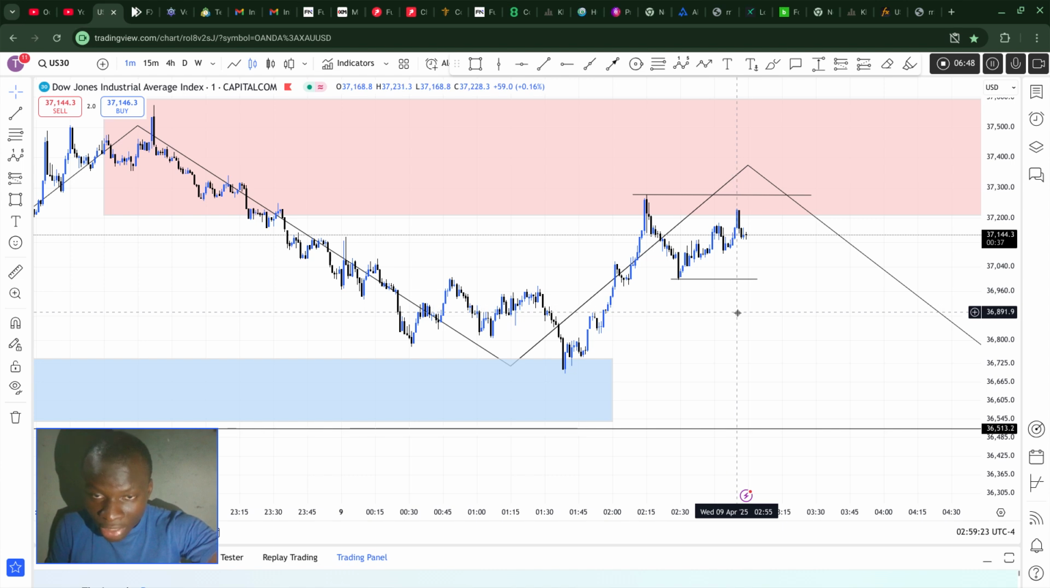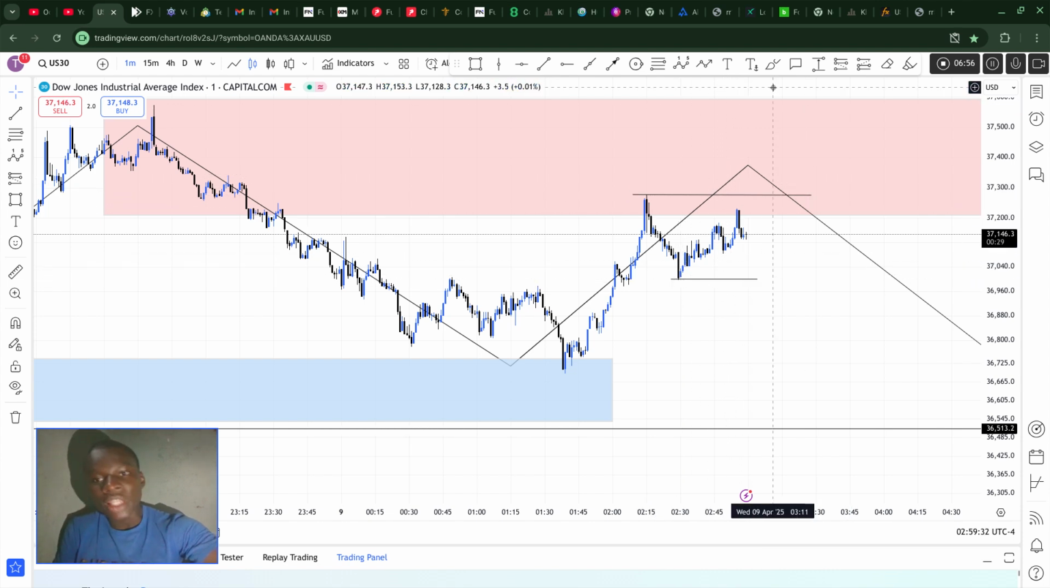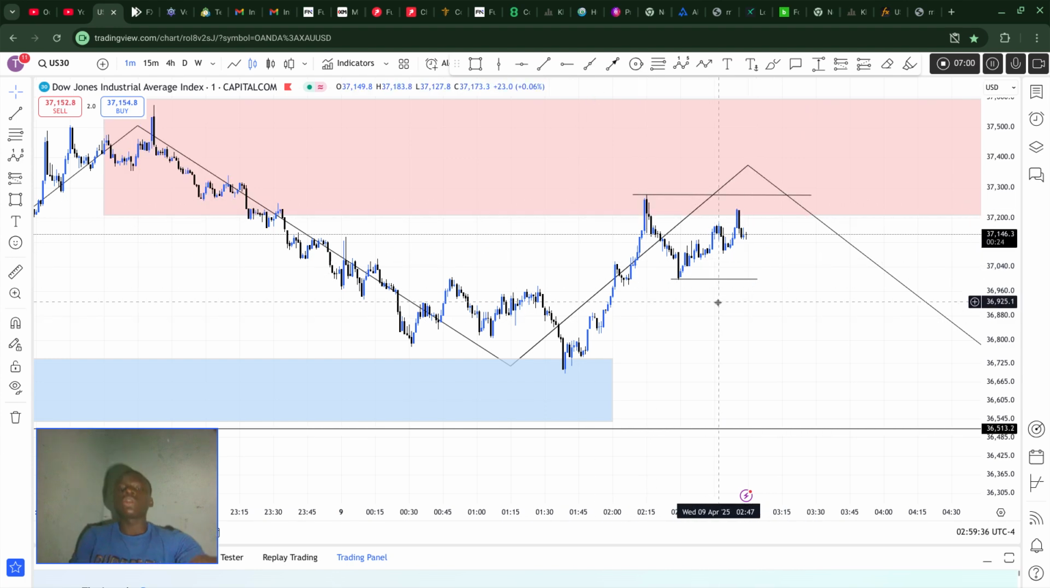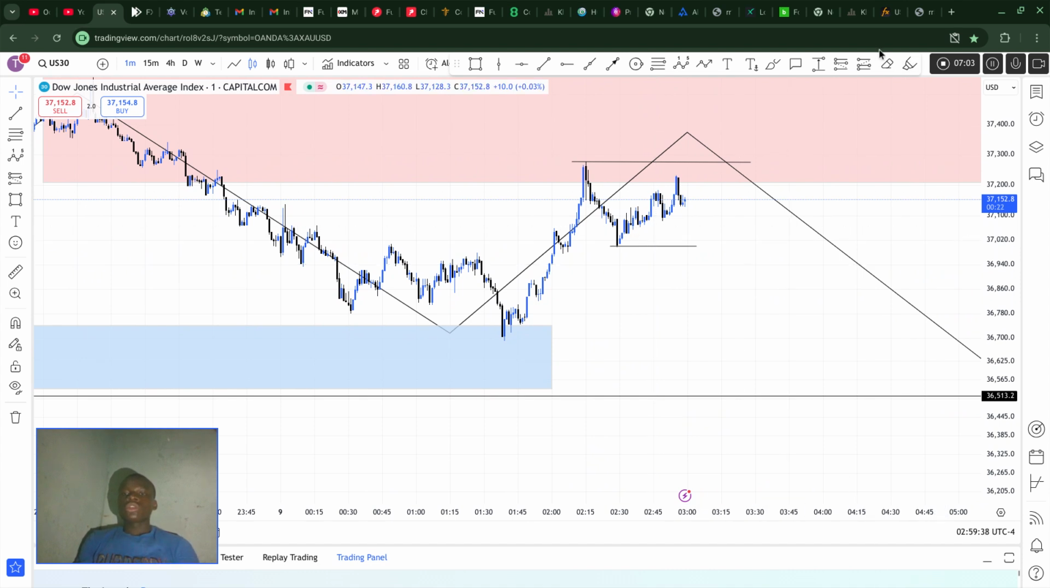That's what I'm actually expecting, for this low to take out this high. But if this low fails to take out this high, it's probably a weak high, and it comes back down. So I'll probably be taking entry from this point here.